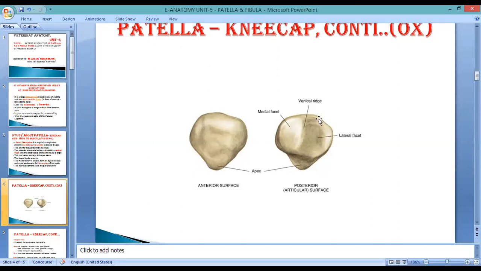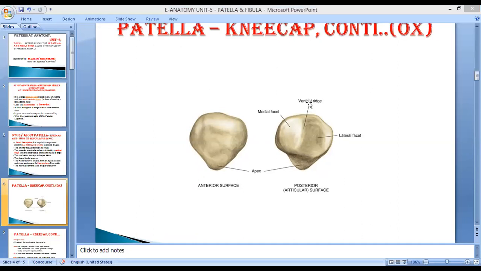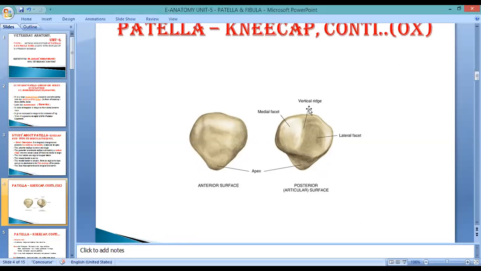So these two borders come in contact with the trochlea and are divided into two parts, containing two areas. These areas are in the form of facets. Those facing towards the lateral side are known as the lateral facet, and those facing towards the medial side are known as the medial facet. And these facets are divided by a ridge, known as the vertical ridge. So from a structure point of view we have completed.